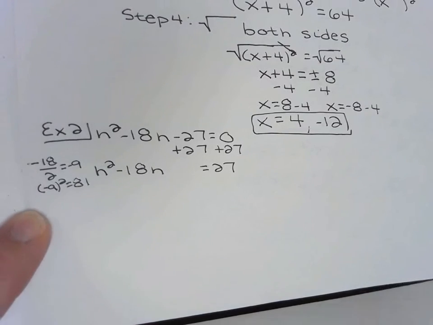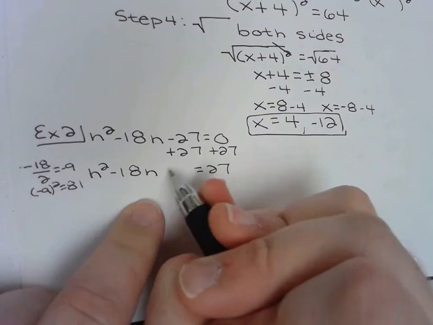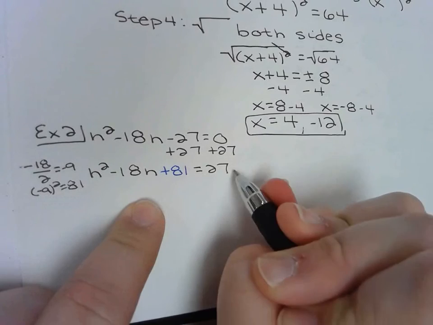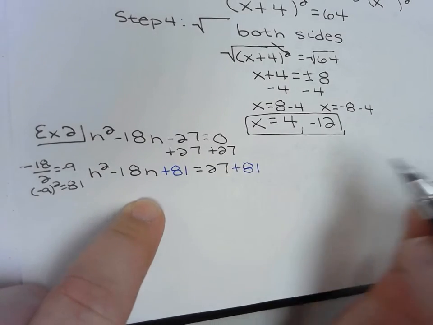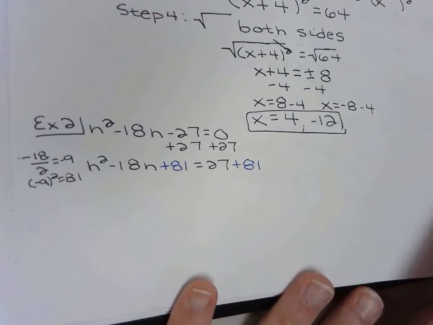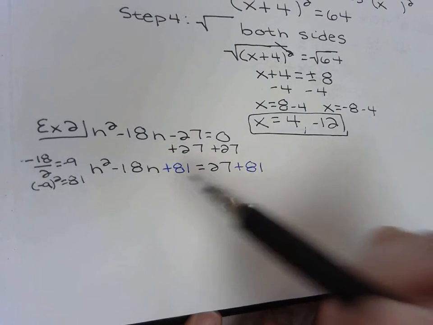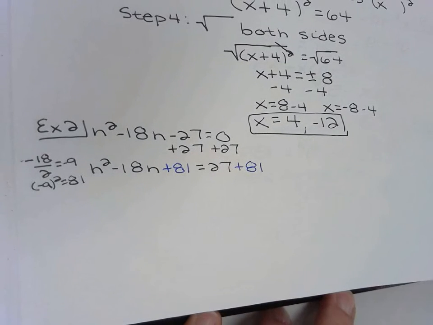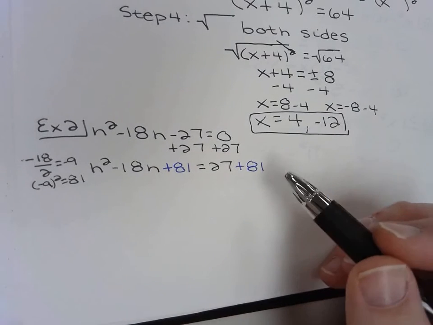What do I do with that 81? Plus 81, plus 81. I know it's kind of a lot of steps, but you guys can do it. You kind of have to think about the steps. So add 81 to the left side, add 81 to the right side, because it's an equation, so the left and right side have to stay equal.